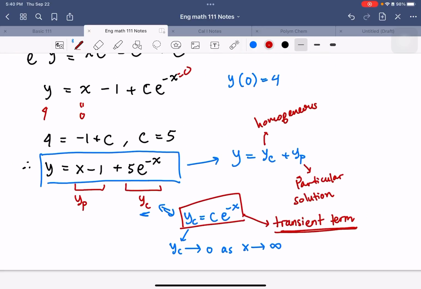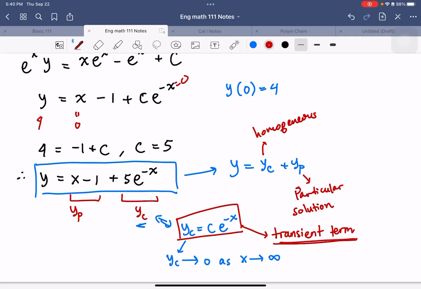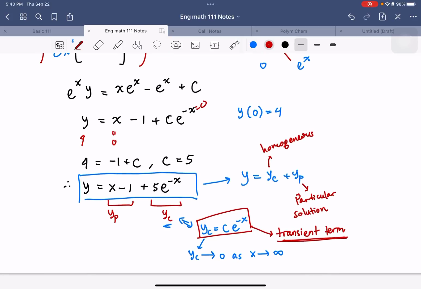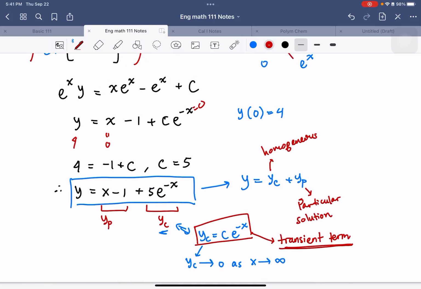Okay, that's one thing. About the transient term. Maybe one of the questions is asking, is there any transient term? Then you can answer with something like this. You need to imagine one part of the component. Maybe you can make the argument that when x gets larger, this component gets to 0. So you say that this part is the transient term.